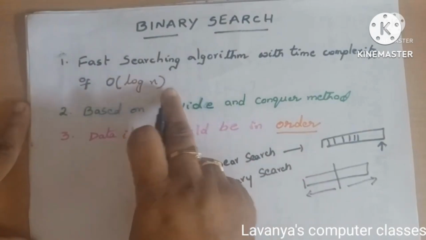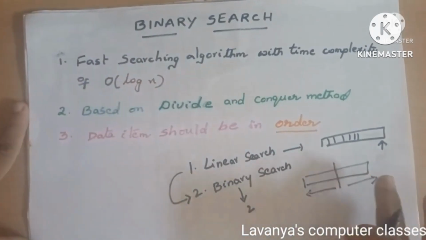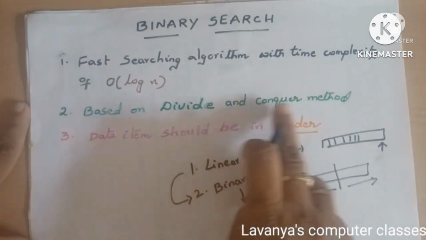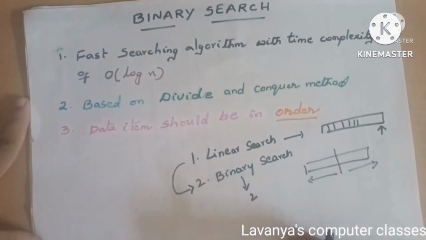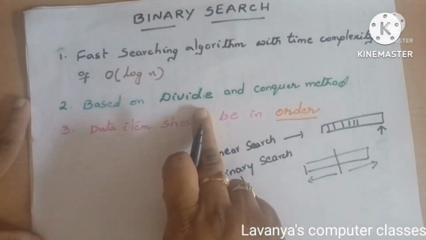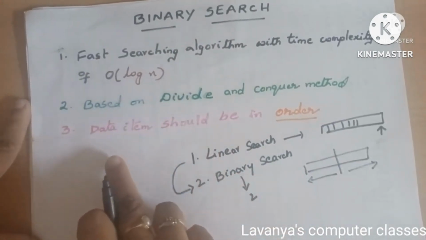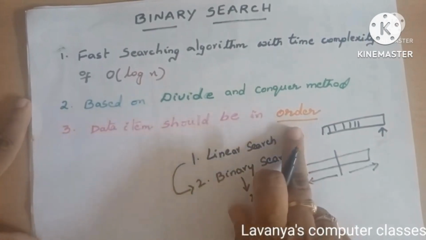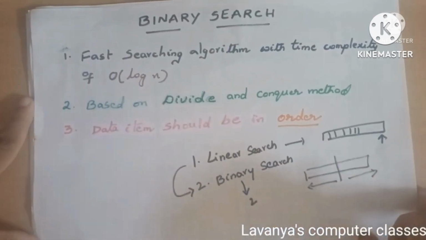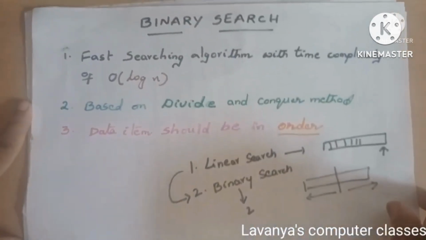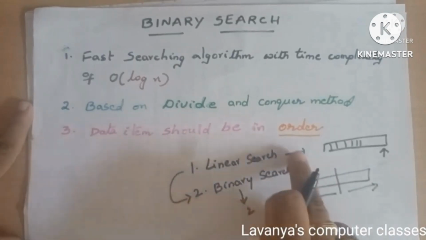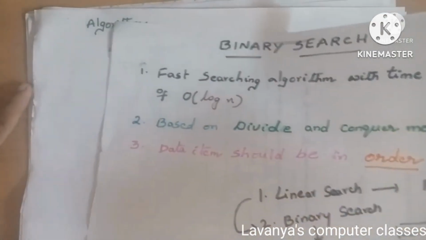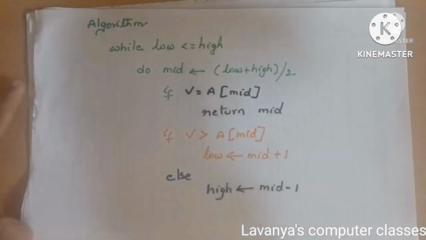It is fast because we search either the left hand side or the right hand side depending upon the elements, and it is based on the divide and conquer method. Binary search is a good example of the divide and conquer strategy. Here we have to remember one point: all data items should be in order. If you want to search for any element using the binary search technique, all the items should be in order. It is very, very important.